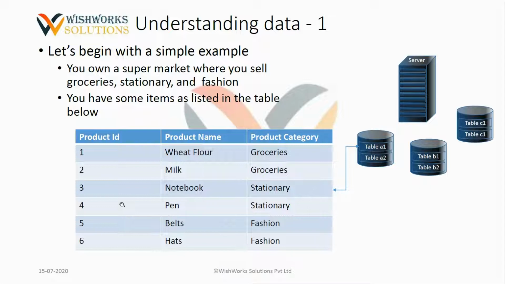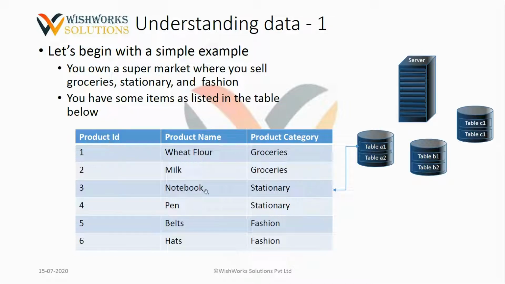So let's begin with a simple example. Assume that you are the owner of a supermarket, and in the supermarket you are selling things like groceries, fashion, stationery, etc. And you are maintaining a register where you list down all the items that you have in your shop that are ready to be sold. So let's think of it like this. This is the register or the table that you have.